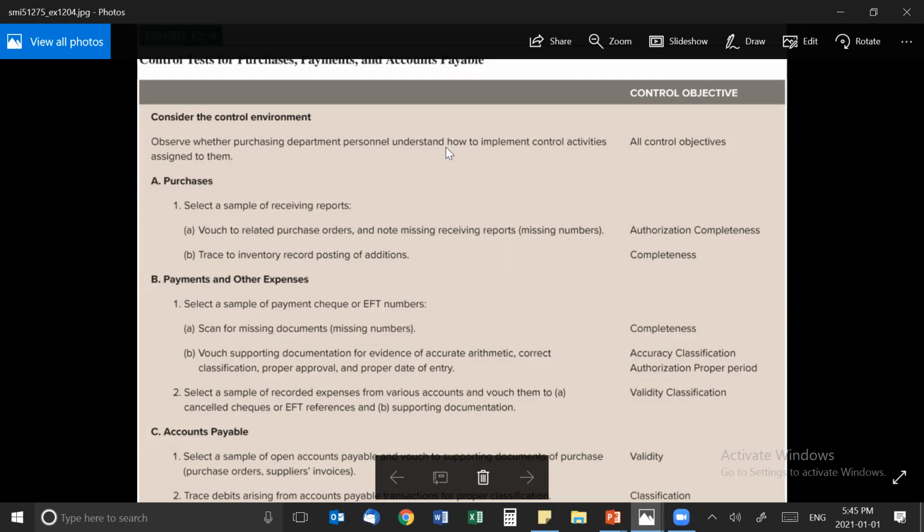We can scan for missing documents, missing numbers in like the EFT numbers, the payment checks, right? You can search for missing check numbers. So where would those have gone? You can select a sample of recorded expenses from various accounts and then vouch them to canceled checks or EFT references and supporting documentation to determine if they were actually paid. Okay, so lots of different things that you can do depending on what type of controls there are. You would want to make sure that they are in place by testing them.